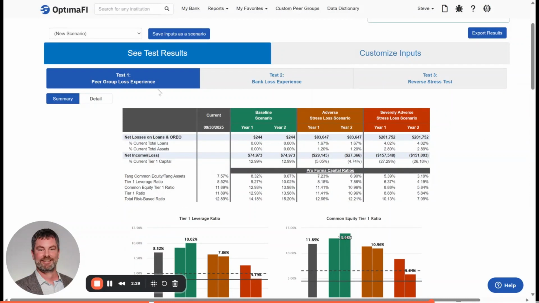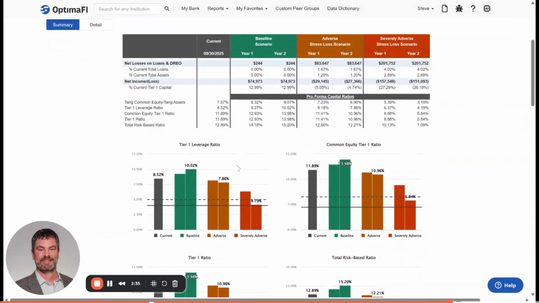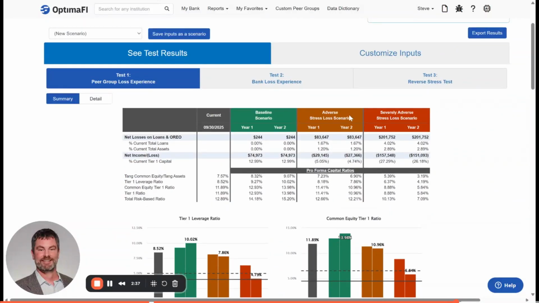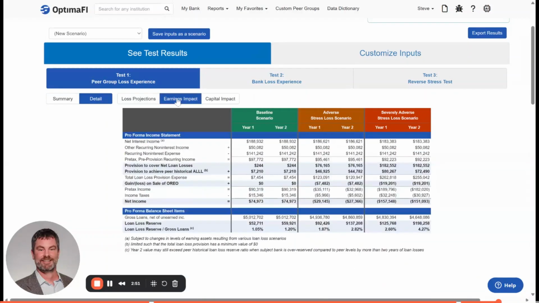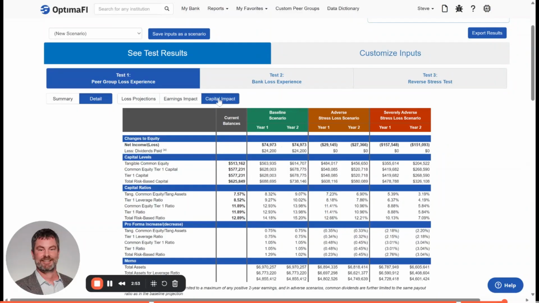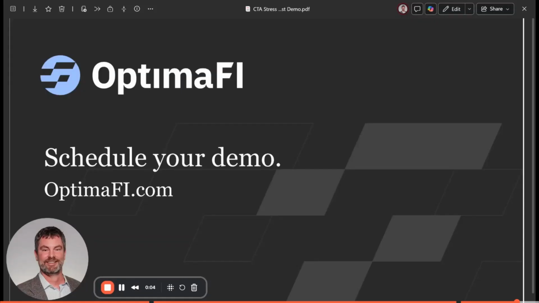Now, with the outputs, we start with a summary of all the most critical metrics right on one piece of paper, showing you the reprojected losses under all 3 scenarios side by side, reprojected pro forma earnings, and finally reprojected regulatory capital in all 3 scenarios. You can also zoom in on the detail of each of those steps and see how we do each of the calculations and projections, earnings impact, and capital impact. And this is just a highlight reel.